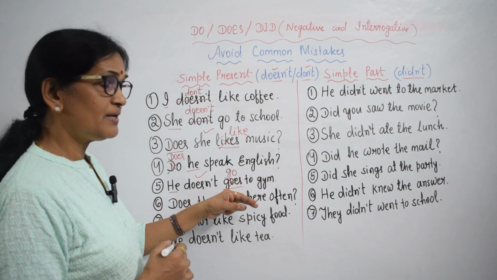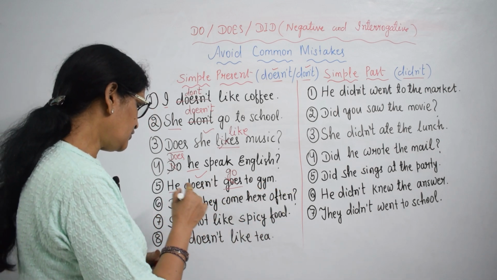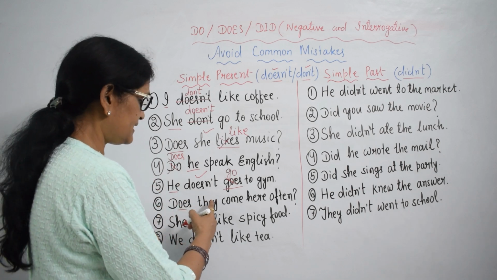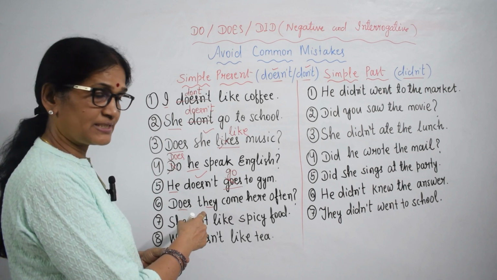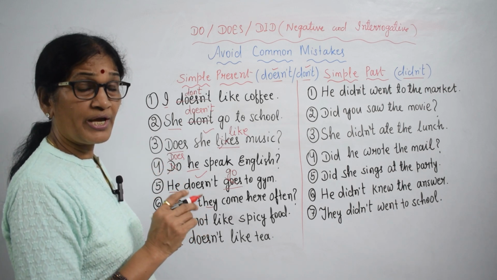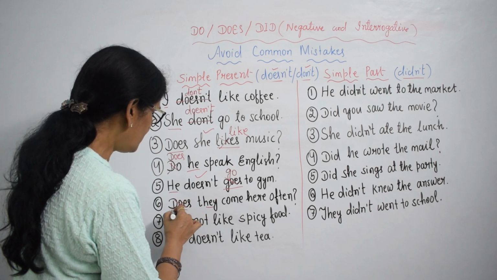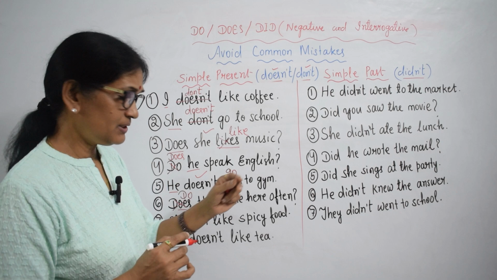"Does they come here often?" This is one interrogative sentence. In an interrogative sentence, the auxiliary verb comes to the front. Does they? They is the subject. Third person plural subject agrees with do, not does. So instead of does, do. Do they come here often?